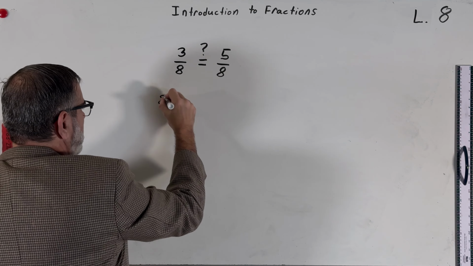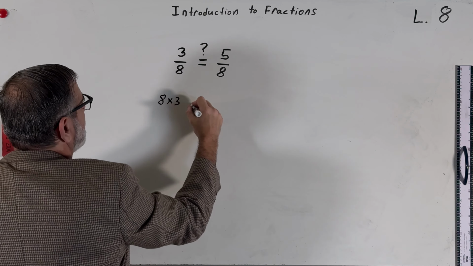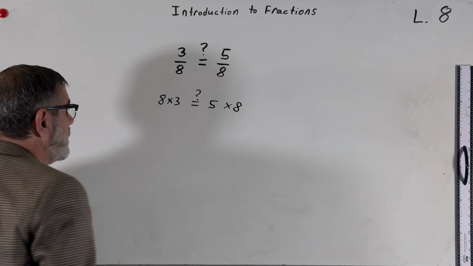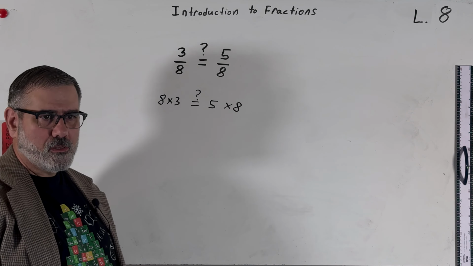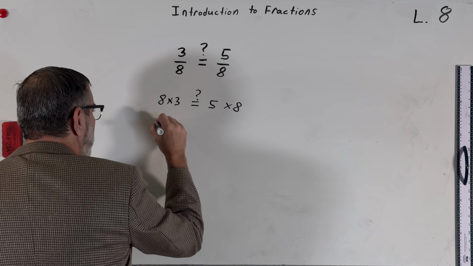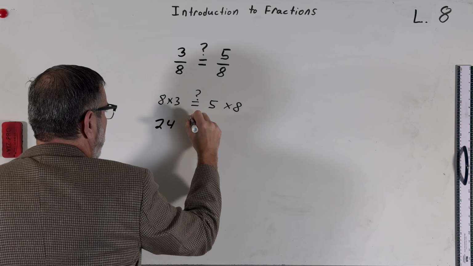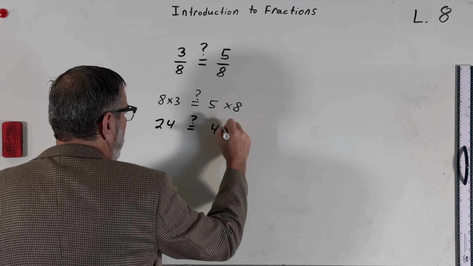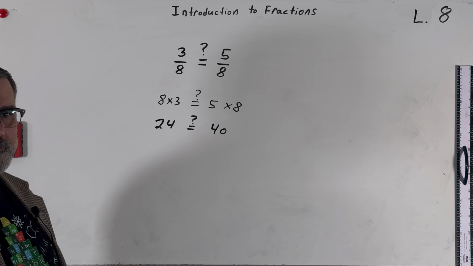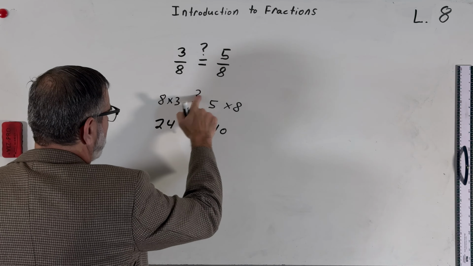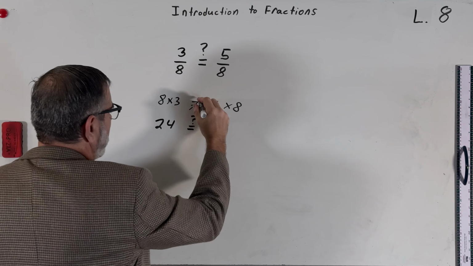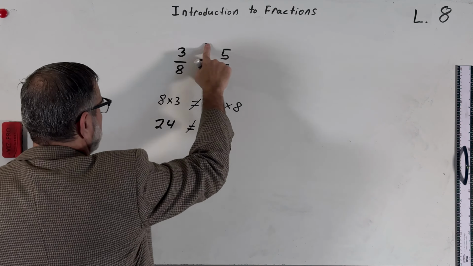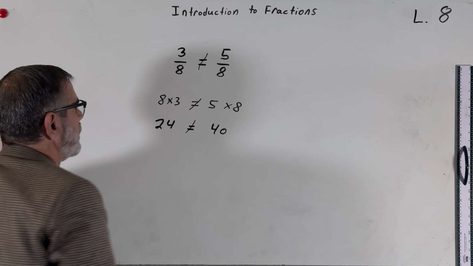So we'll get 8 times 3 and 5 times 8. 8 times 3, can someone tell me what that is? 24. And 5 times 8, can someone else tell me? 40. Now, is 24 equal to 40? No, it is not. So we can definitely say that these two are not equal to each other because 24 is not equal to 40, which means that 3/8 is not equal to 5/8.